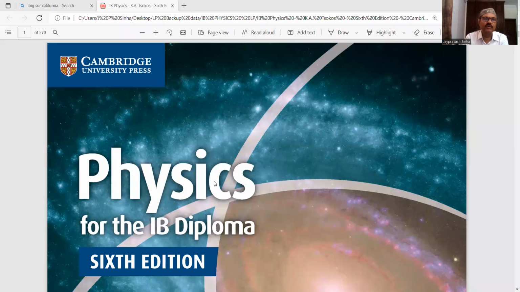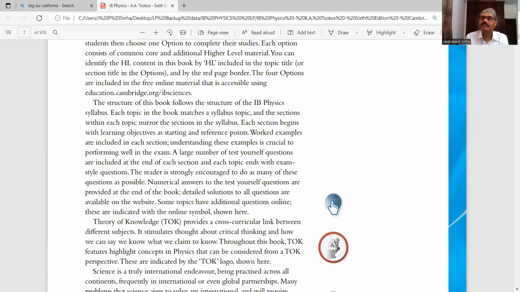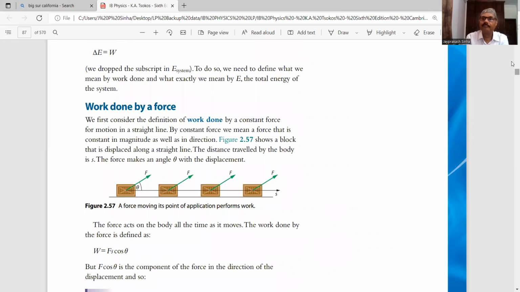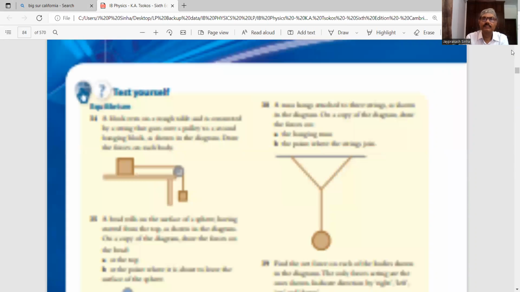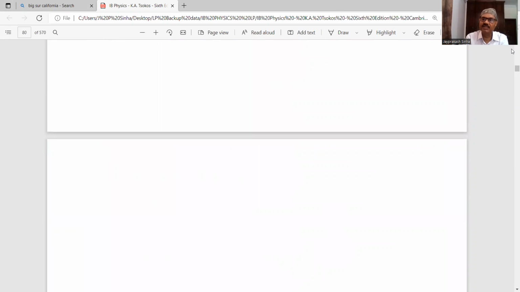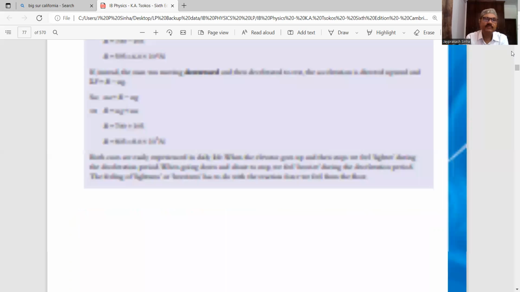We are going to follow this book, Cambridge Physics for the IB Diploma, 6th edition. So we are going to see 4 equations of motion. Very beautifully it is explained here, and that I will elaborate to you in very simple language.